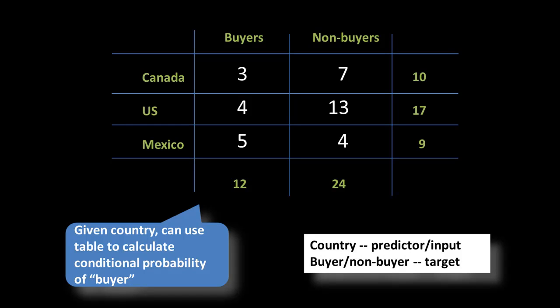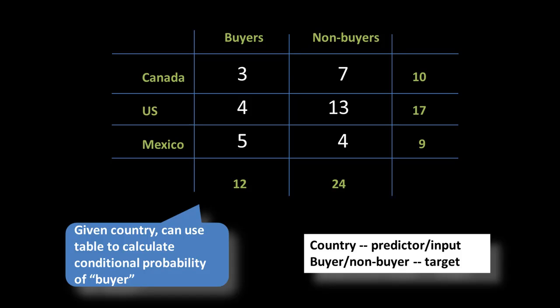Okay, but now one thing to look at is, in this kind of data, given the fact that the country is told to us, it makes us capable of making a better prediction of whether somebody is a buyer or non-buyer, because the information about country changes things quite a lot. Therefore, in this example, we can look at the country as a predictor or input variable, and whether or not somebody is a buyer, that's the target variable.